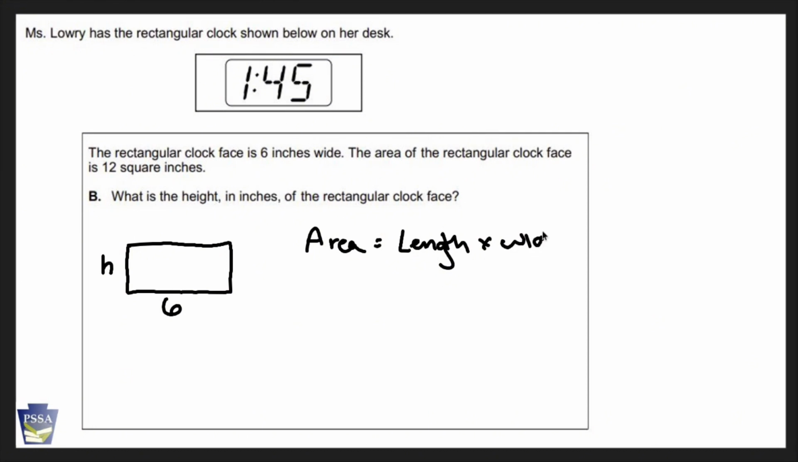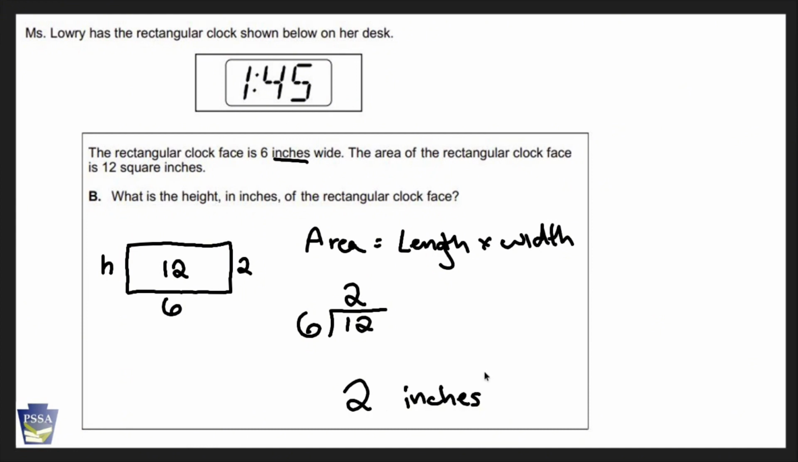times width. Here's the thing. They give you the width. So what they're basically saying is, what times 6 is going to be the area of 12. So what we need to do is divide. 12 divided by 6 is going to be 2, because 2 times 6 is going to be 12. Since it says inches, we are going to say 2 inches, and that's going to be our answer.